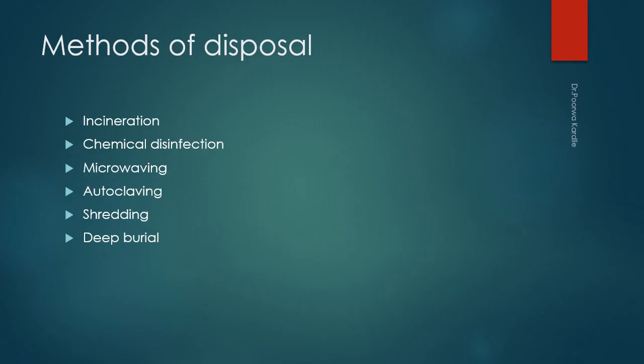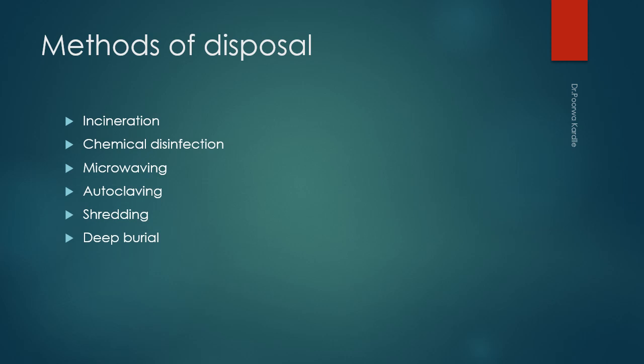Now we will see methods of disposal. So the first method of disposal is incineration. So here mostly we dispose the human and anatomical waste, microbiological waste, all the solid infectious waste. It is put into a huge machine called incinerator, and the incinerator has very high temperature, so it converts all the waste products into ashes.